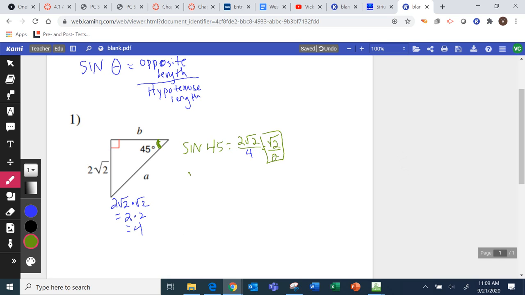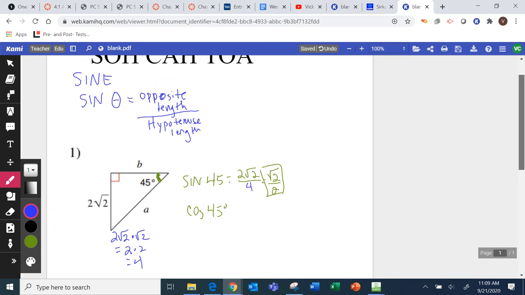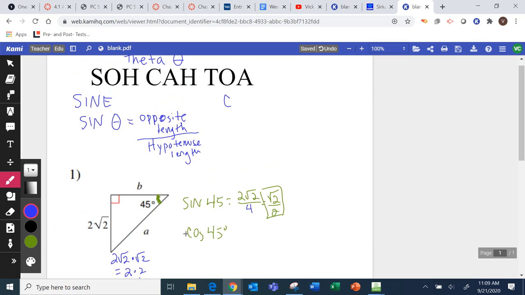And we have to do cosine. To find the cosine, we use CAH. By the way, cosine is a very long word, so we abbreviate it as COS, but we still call it cosine. Don't call it cos. Cosine of theta is equal to the adjacent side over the hypotenuse.